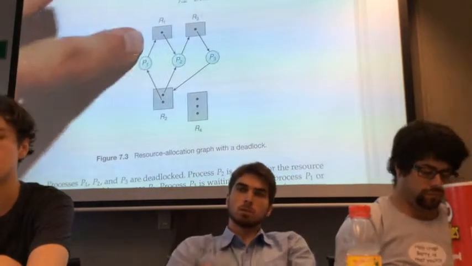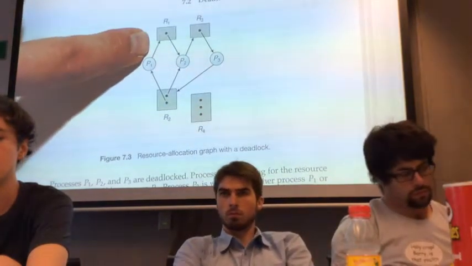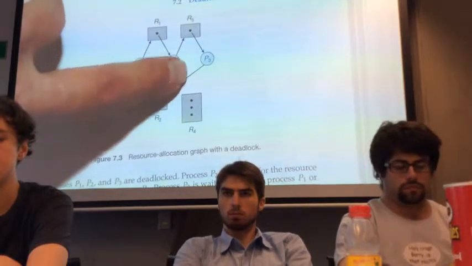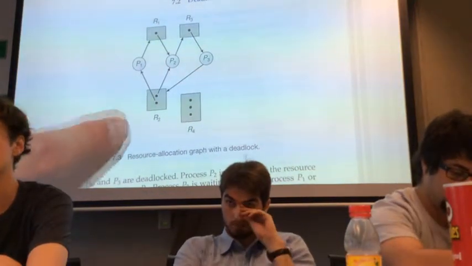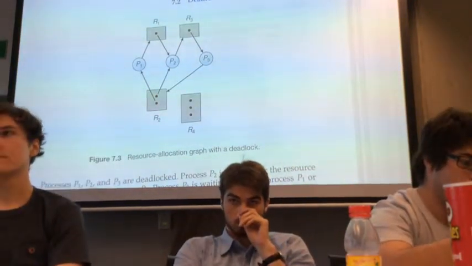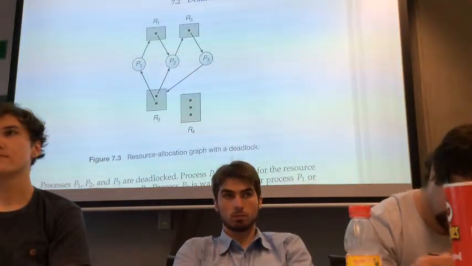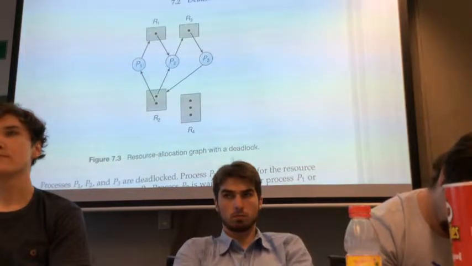Because P1 wants R1, but R1 is being held by P2, and P2 wants R3, but R3 is being held by P3, and P3 wants R2, but R2s are being held by P1 and P2. So everybody wants something that someone else has got without being prepared to give up anything they've got. We've definitely got a deadlock.